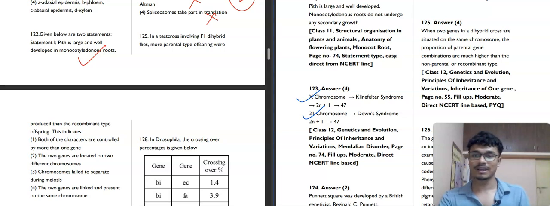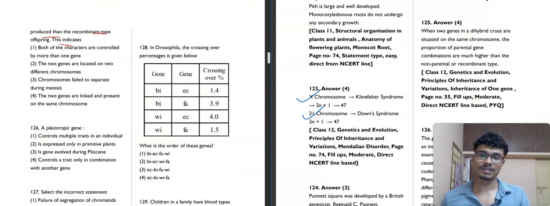What it is saying: in a test cross involving F1 hybrid flies, more parental type offspring are produced than recombinant type offspring. This indicates what? If there are more parental types, it means linkage is present between the genes. So let's read all the options first. Both of the characters are controlled by more than one gene. That is pleiotropy, so this is not correct. Linkage is not related to pleiotropy.